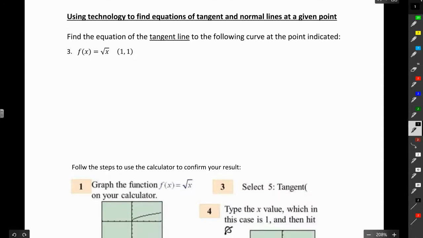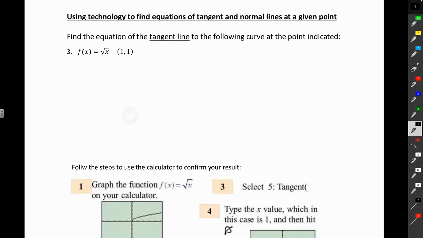All right, on the next page, we're going to learn to use technology to find the equations of the tangent and normal lines at a given point. So it says find the equation of the tangent line to the following curve at the point indicated. So first we're going to do it by hand, and then we'll compare our result to what we get using the calculator. Step 1, we're going to find the derivative.